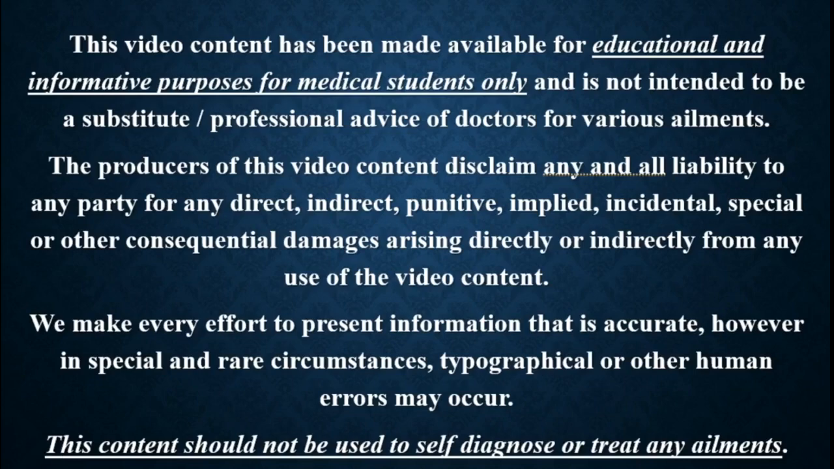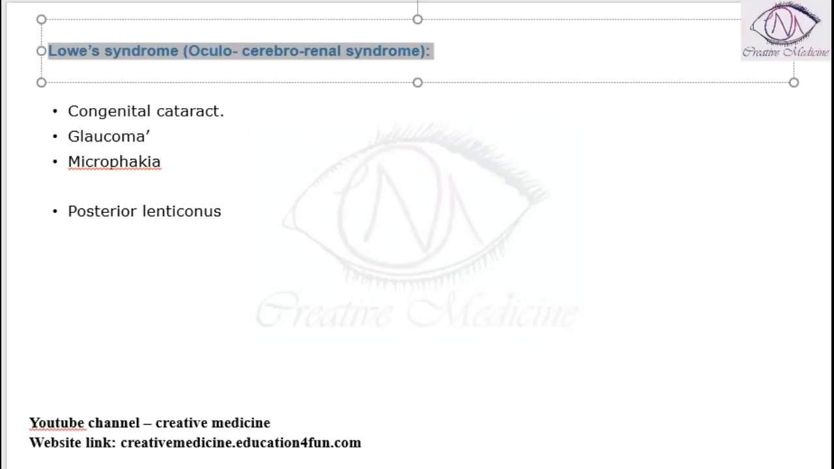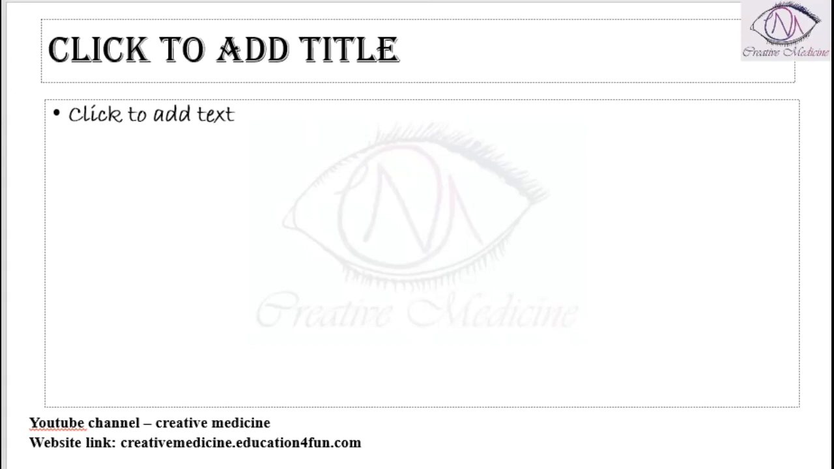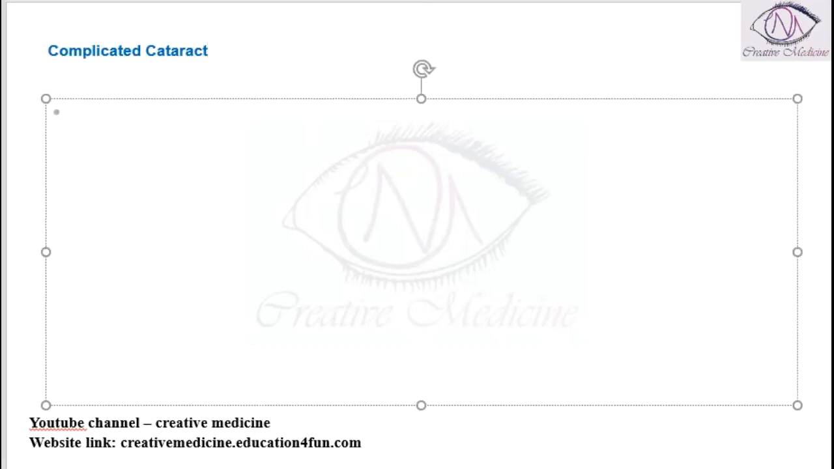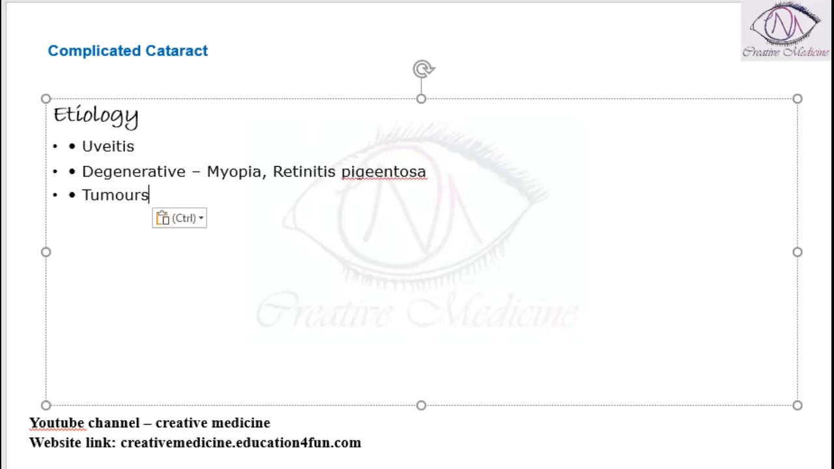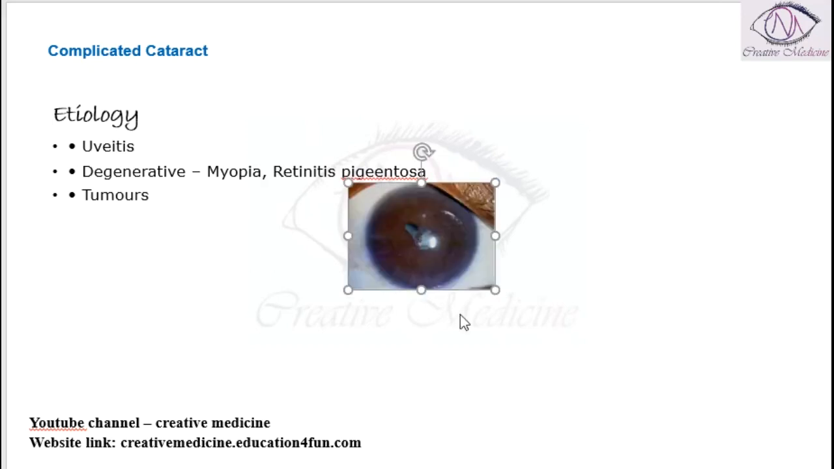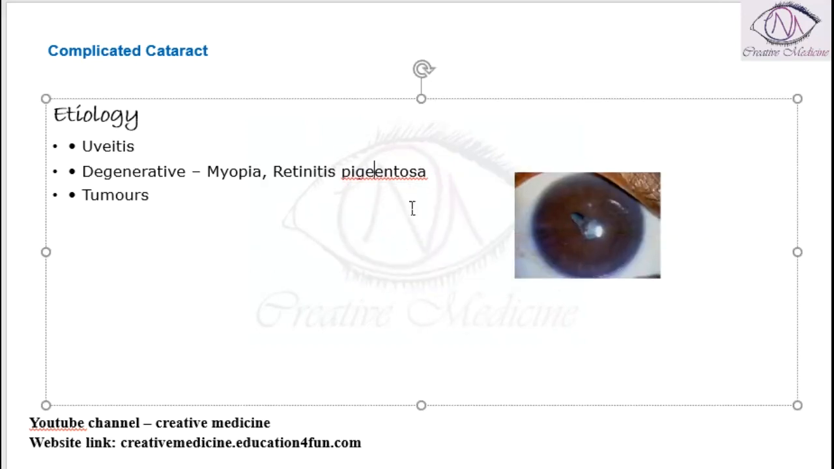In this lecture, we will learn about complicated cataract. Complicated cataract occurs because of other eye diseases. It can occur due to uveitis, or following degenerative diseases like myopia and retinitis pigmentosa, or even after tumors we can have this complicated cataract.